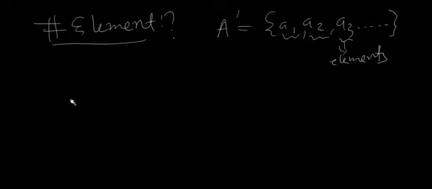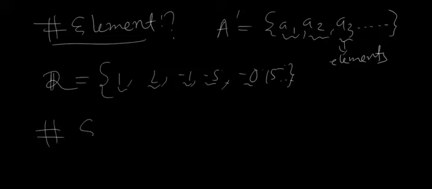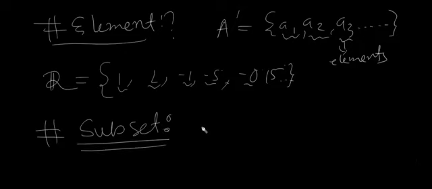Then, if we take a mathematical example, for example, we take the set of real numbers 1, 2, minus 1, minus 5, minus 0.15, etc. All of these are elements. And the next thing we want to see is something called a subset. So what is a subset?